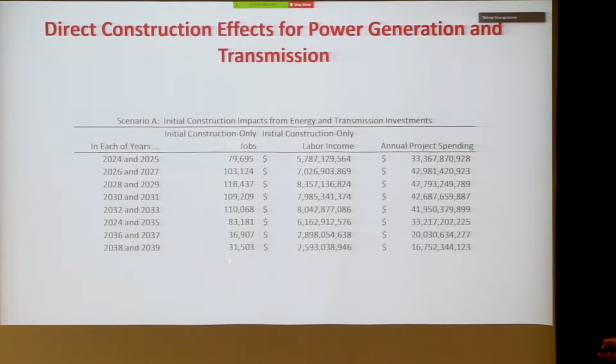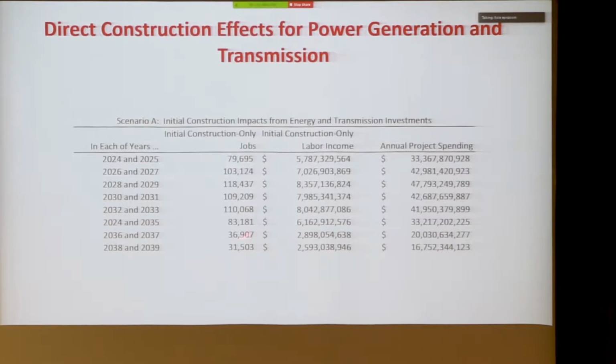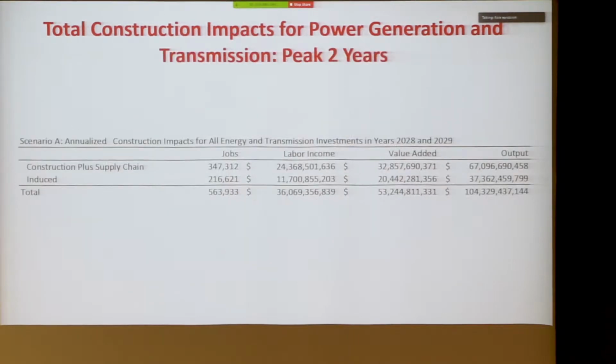Now, the reason I'm putting these up, these actually constitute a big component of the direct values. Also, I pull these out specifically because when you're trying to sell a project politically, you've got to sell the construction jobs. And we learned that in the Dakota Access Pipeline and some other things. When you want to sell something, so here's the construction-only jobs. Here's their labor income. This is the total project spending. So let's multiply some of this through and see what we end up with.